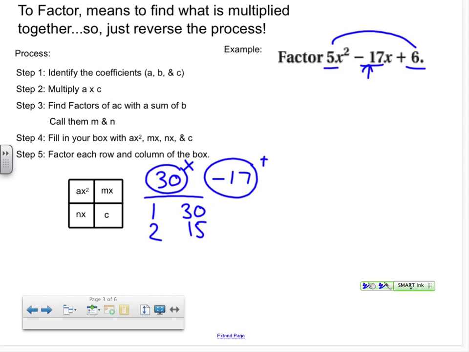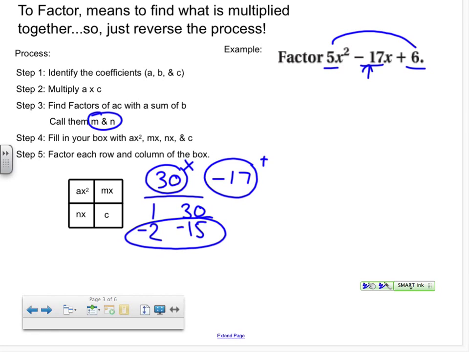However, if I negate both of these, negative 2 times negative 15, that still multiplies to positive 30, but now it adds to negative 17. So my m and n are negative 2 and negative 15.